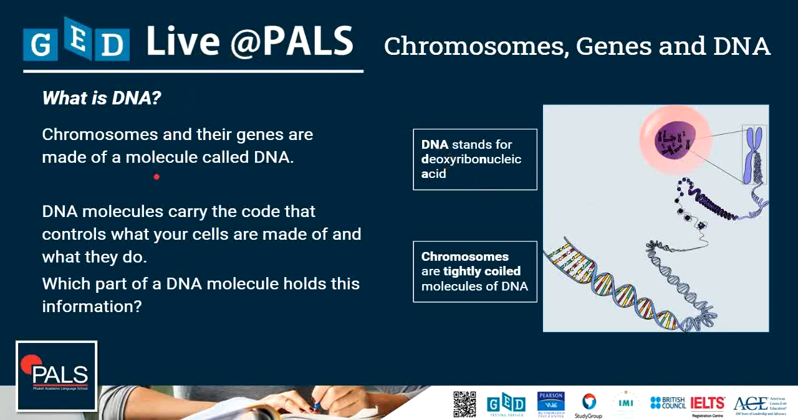Chromosomes and their genes are made of a molecule called DNA. DNA molecules carry the code that controls what your cells are made of and what they do. DNA stands for deoxyribonucleic acid, and chromosomes are tightly coiled and packed up molecules of DNA that are wrapped around proteins and then wrapped up again and again and again until we get a supercoiled structure called a chromosome.